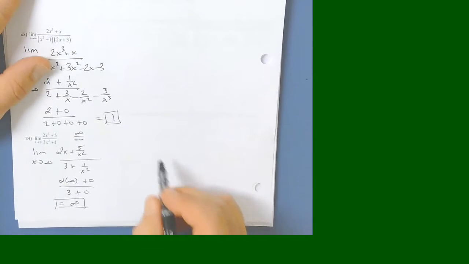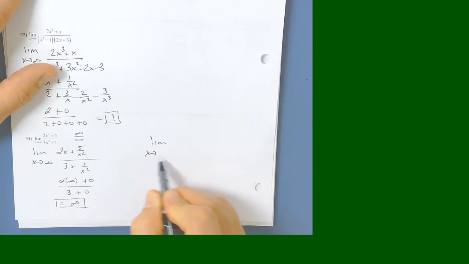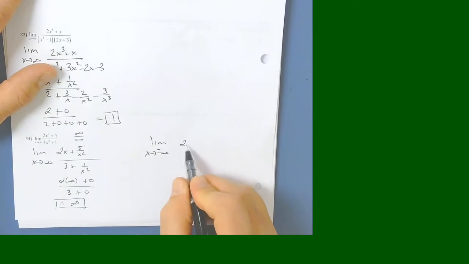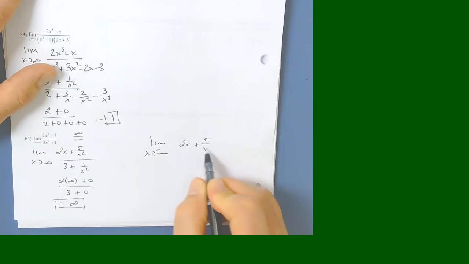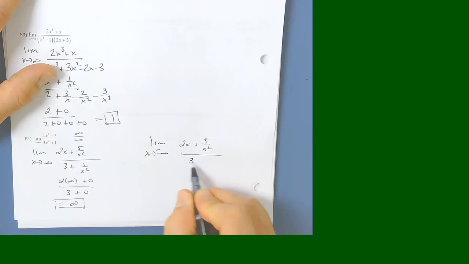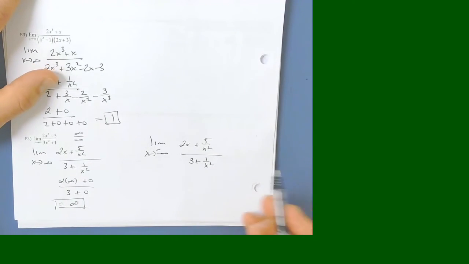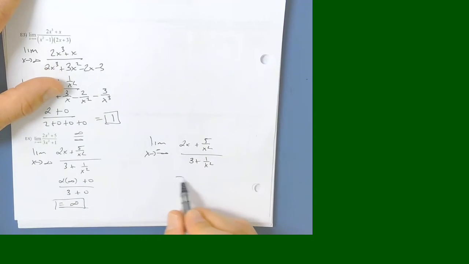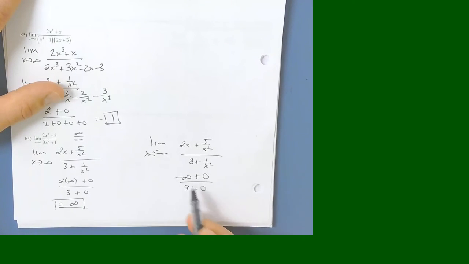If I really wanted to, I could go and do it for negative infinity to see what happens on the left side. The limit as we go to negative infinity of 2x, 5 over x squared, over 3 plus 1 over x squared. Plug in negative infinity times 2, it's still negative infinity, plus 0 over 3 plus 0, negative infinity divided by 3, negative infinity. So as we go to the left, we're going to negative infinity.